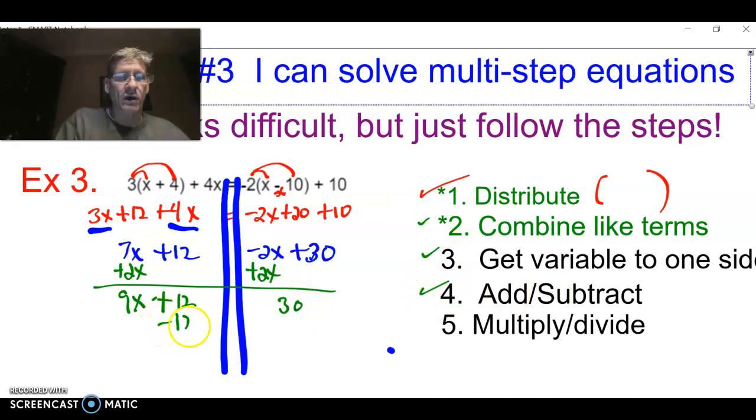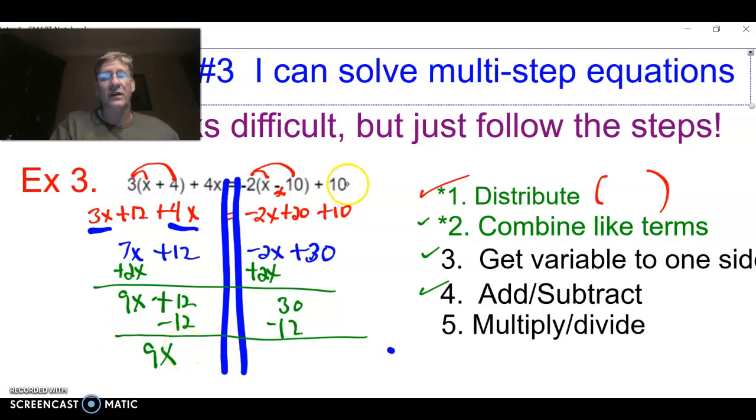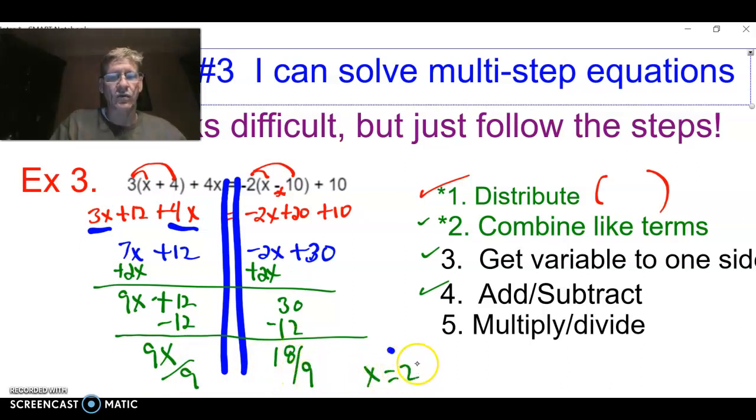So minus 12. And the more you do of these, the better and more efficient you're going to get. You'll be able to just whiz through these even if they're long like that. So I have 9x equals 18. Wow, that's looking good. Because I know 9 goes into 18. X is 2. And I can go back and check that answer if I want, but I'm feeling pretty good about that. And there you go. Voila.